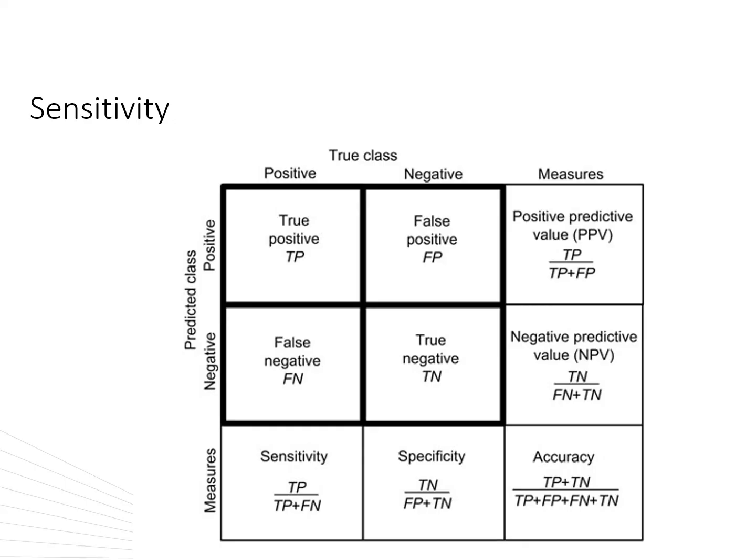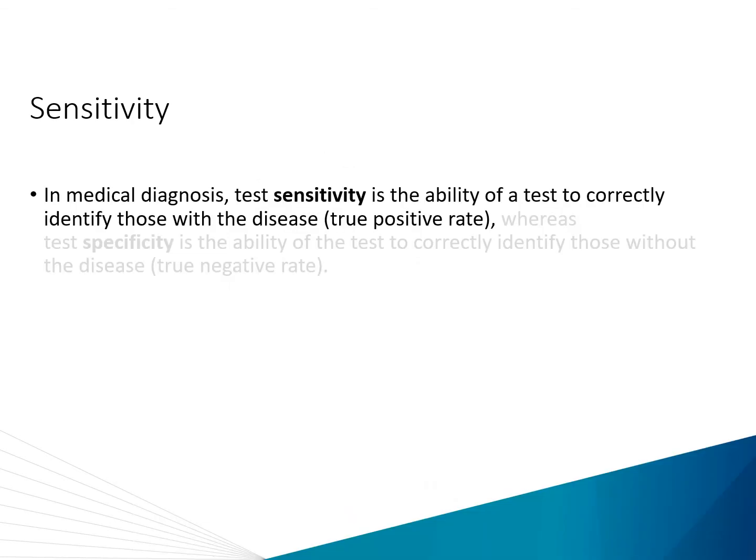Right, here's another ghastly looking box with all these particular parameters in them here. This time, instead of A, B, C, and D, it's using a slightly different way of presenting it. So let's look at the sensitivity for a start. In a medical diagnosis, the test sensitivity is the ability of a test to correctly identify those with the disease. In other words, the true positive rate.